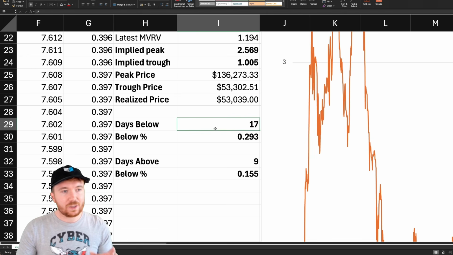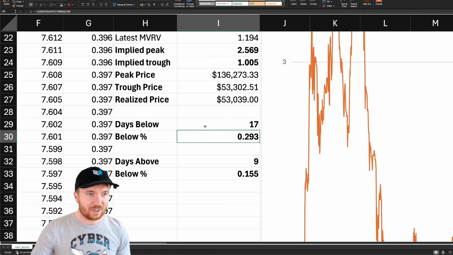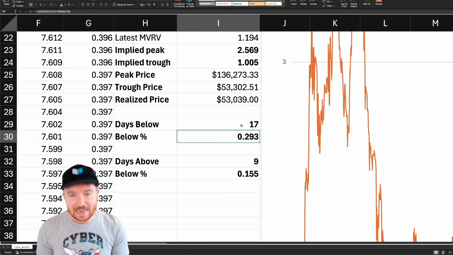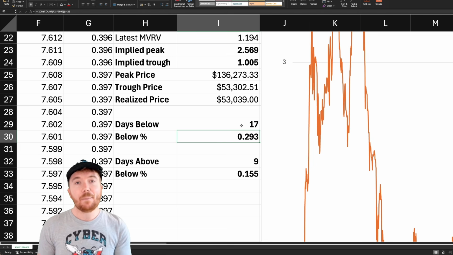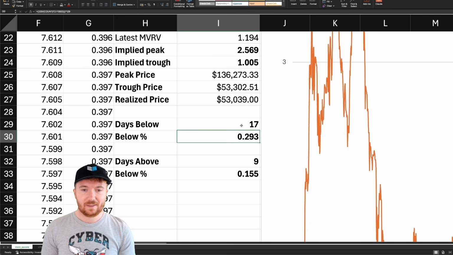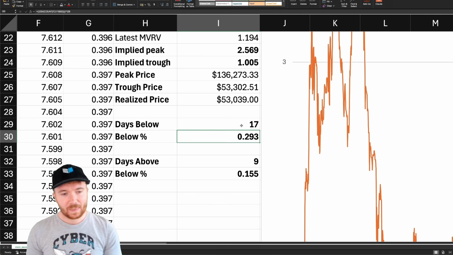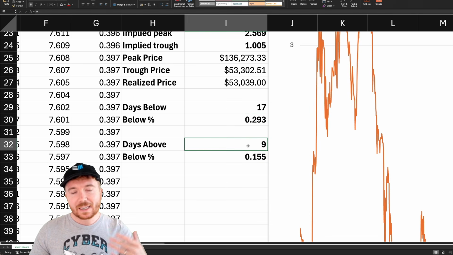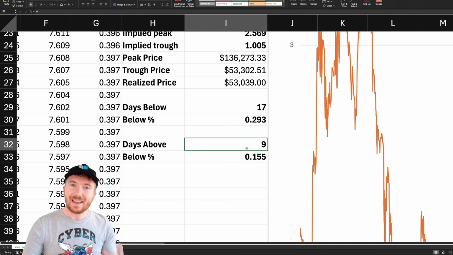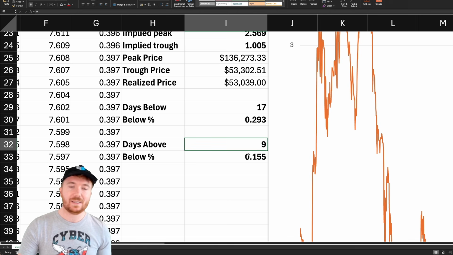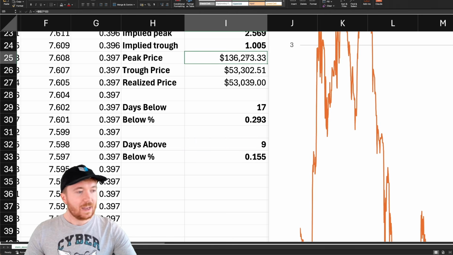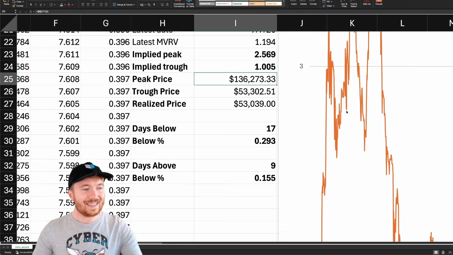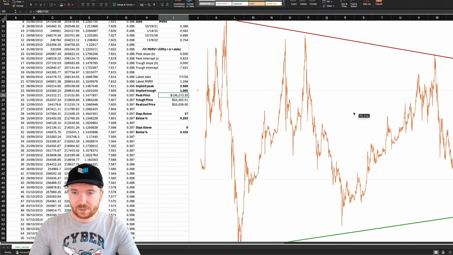But throughout Bitcoin's entire history, there's been 17 days beneath this trend line. That is a 0.29% chance that we dip beneath it. Days above, because again, we can just work backwards. How many days have we spent above this trend line? Only 9 days, 0.15% of all of Bitcoin's history. Now, if we were to reach that upper trend line currently, that's pointing towards $136,000.